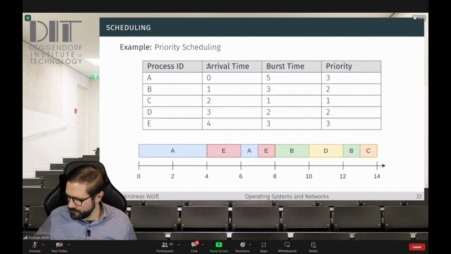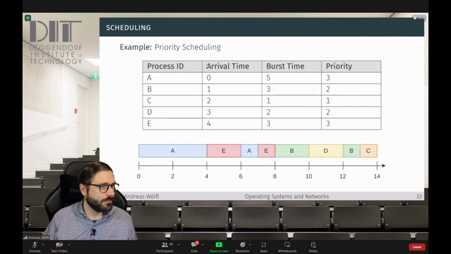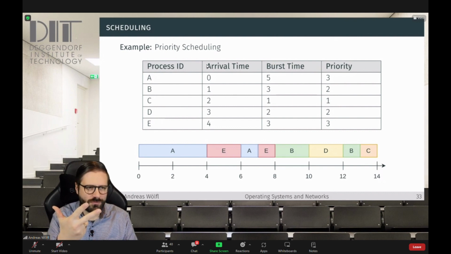Great. Any questions? So we had first come, first serve. We had round robin. We have shortest process first, and we have priority scheduling. So these are the 4 main ideas of how we can have an impact on actual scheduling.